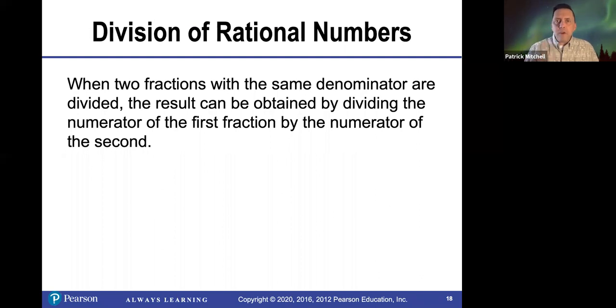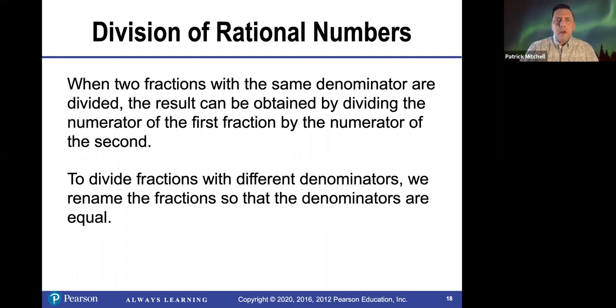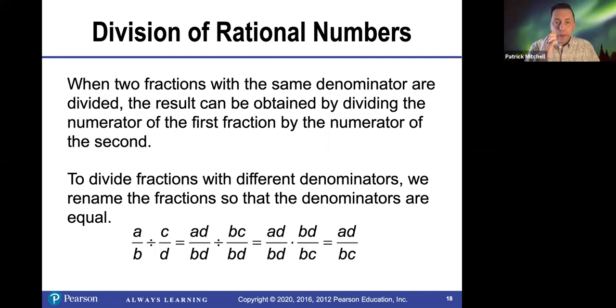When 2 fractions with the same denominator are divided, the result can be obtained by dividing the numerator of the first fraction by the numerator of the second. So this is not something that I think about all that much. To divide fractions with different denominators, we rename the fractions so the denominators are equal. Now, we don't always do it that way. It's not a bad way to do it to start with.